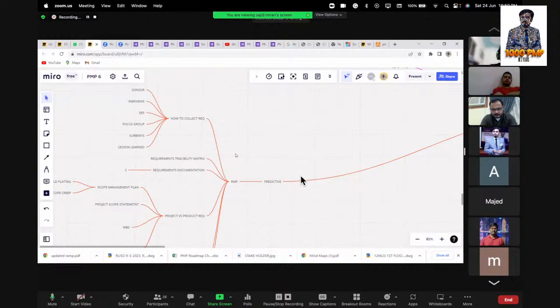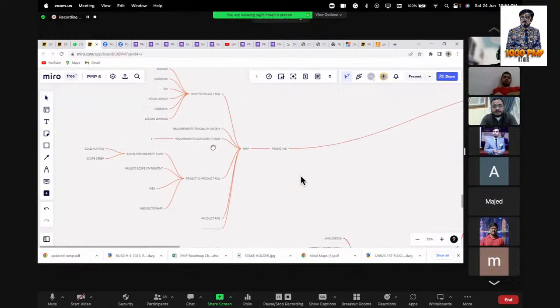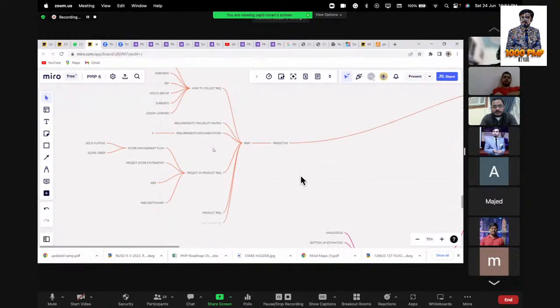And then after the collection of the requirements, you create the requirements traceability matrix, you create the requirement documentation. Once this is complete, you define your project versus product requirement scope, you define the WBS, you define the WBS dictionary, you have scope management plan, which is coming from project versus product requirements. You have project scope statement, which is actually differentiating between project and product requirements. You sometimes have scope creeps and gold plating as well while defining your scope of the project. Sajid, can you go up?